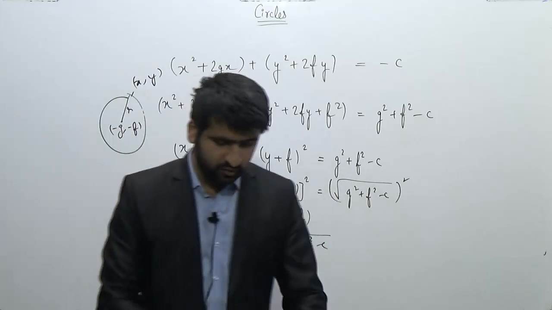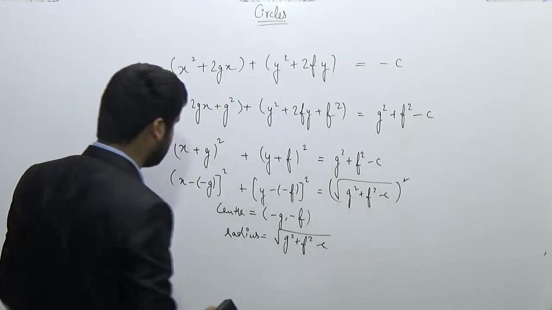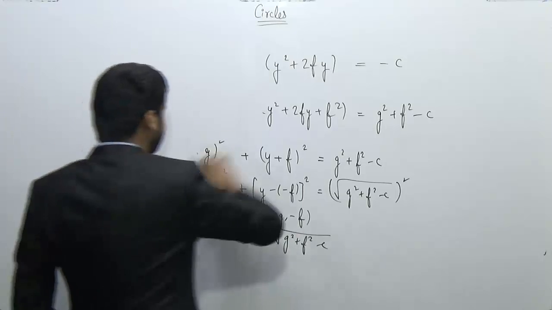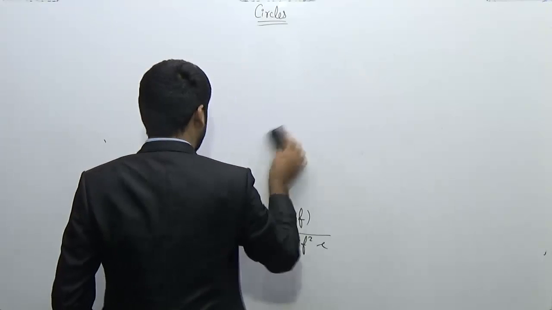Right? So this is a very basic concept of circles, that if you're given a general equation of second degree, how to find the center and the radius of the circle. So let's take an example.